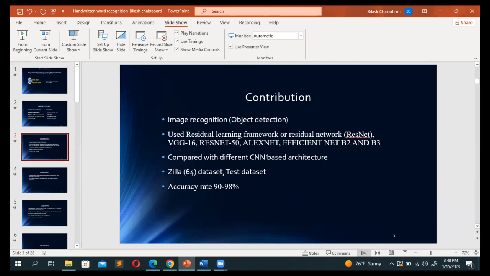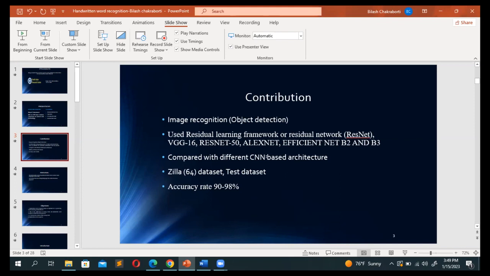Now, first, I want to highlight the contribution of my paper. The first contribution is image recognition, and I have used 5 different convolutional neural network architectures: ResNet50, VGG16, AlexNet, EfficientNet B2 and B3. Then I compared the results of the different CNN architectures with each other, and then I got the final result. I used 2 different data sets here. First is the 64 data set.